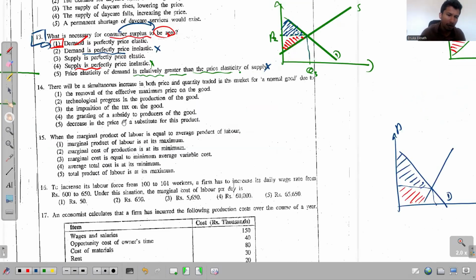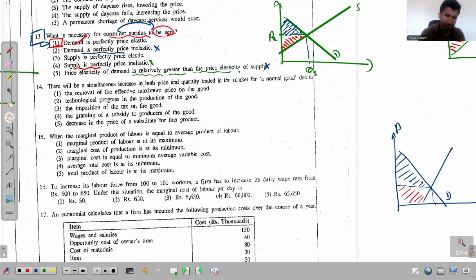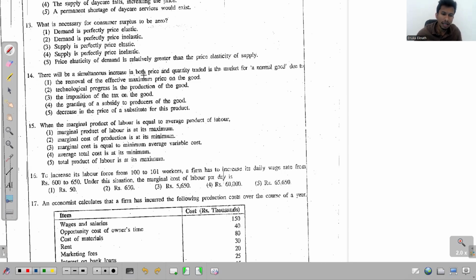Right, now look at this 14th question. There will be a simultaneous increase in both price and the quantity traded in the market for a normal good due to which one of the following? All right, so let's read the given options. The first one, the removal of effective maximum price on the good, which means we need to assume that right now the government has imposed an effective maximum price and they are going to remove it. So let's see the situation in the market.